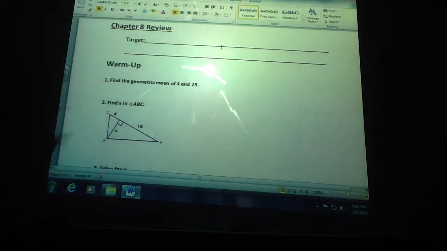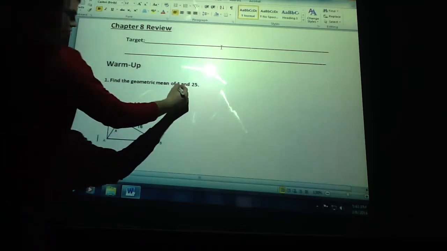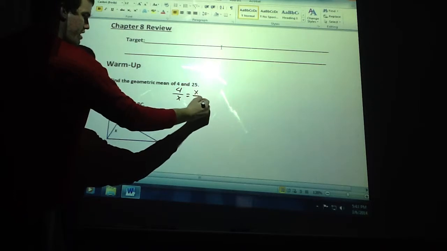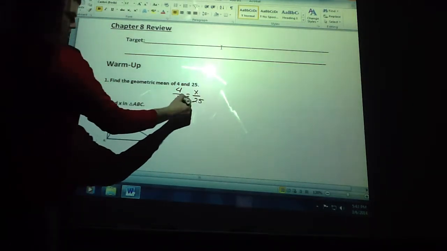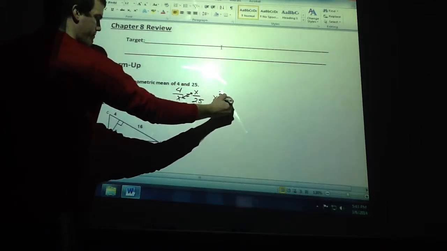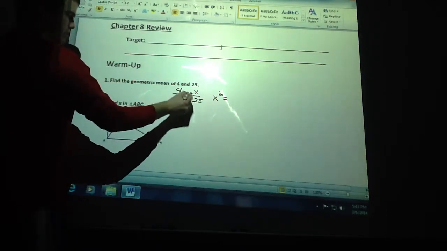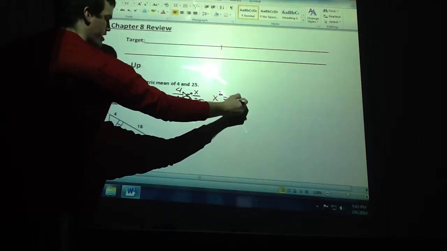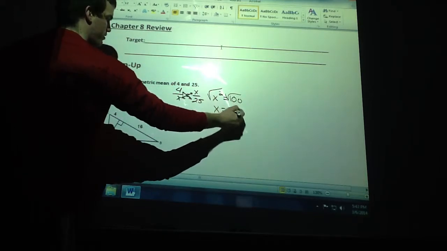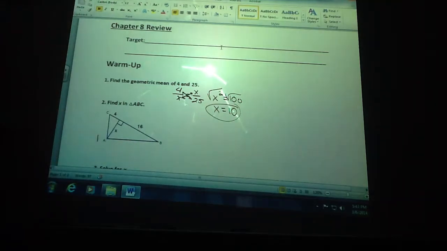Alright, to get started here, number one, find the geometric mean of 4 and 25. What we have to do here, it's 4 over x equals x over 25. We're going to cross multiply. X times x is not going to give me 2x, but it's going to give me x squared equals 4 times 25, which will give me 100. To solve, take the square root, so x is going to equal 10. So the geometric mean there of 4 and 25 is 10.